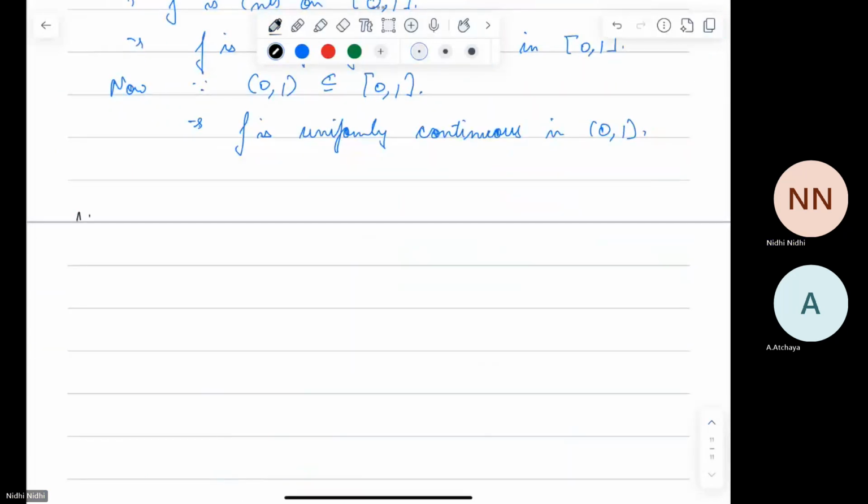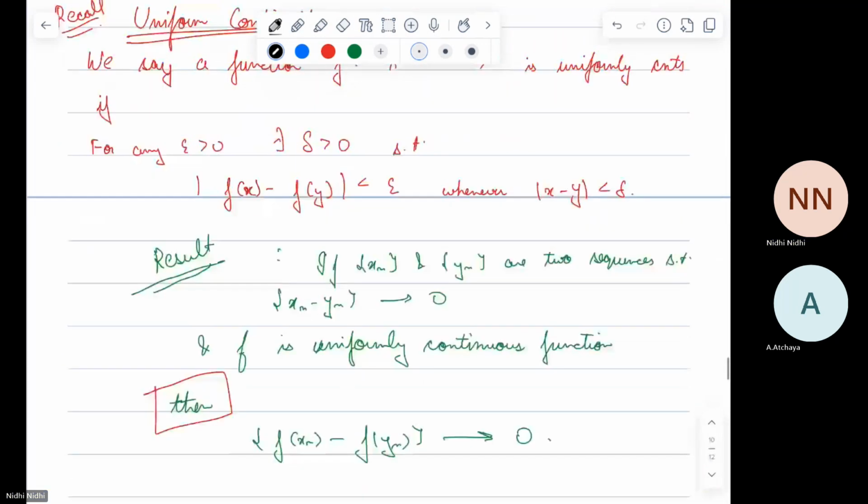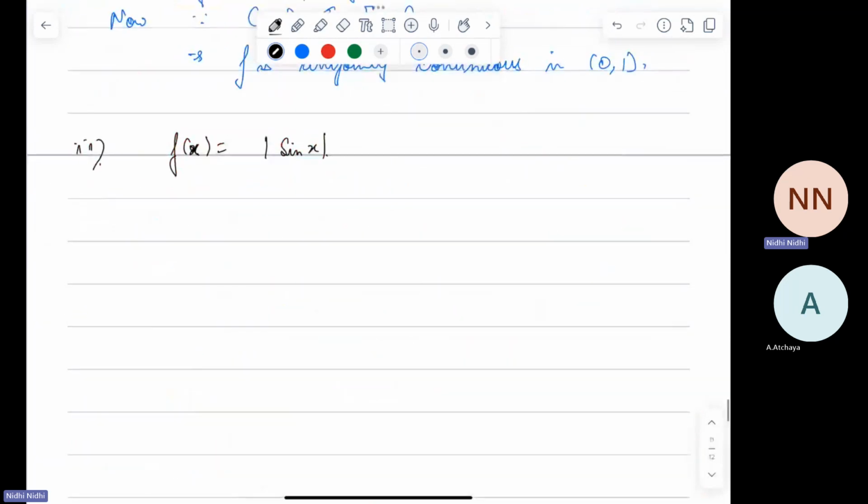Next, we have f(x) equal to mod sin x. Just see whether this will be uniformly continuous or not. Use the basic definition that we started with to see whether the function is uniformly continuous or not. I'll wait for 5 minutes. You can try yourself.